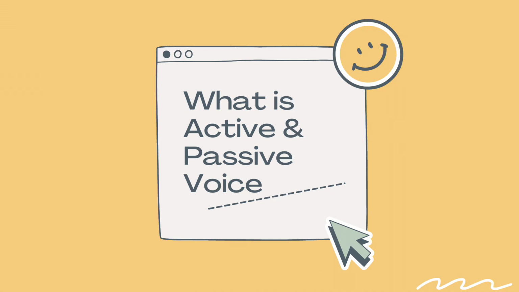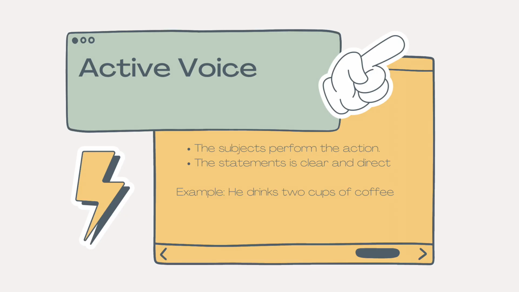What is active voice and passive voice? Let us take a look at the definition. Active voice is when the subject performs the action, which means the statement is clear and direct. As we all know, in a sentence, we will have a subject, verb, and object. Therefore, active voice is usually used in everyone's daily speaking. That is active voice, where the subject performs the action.